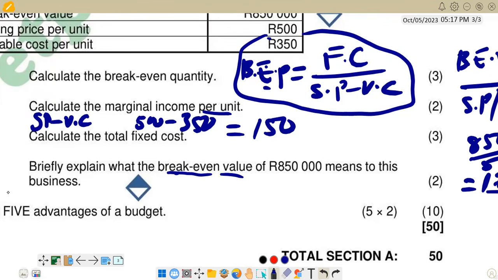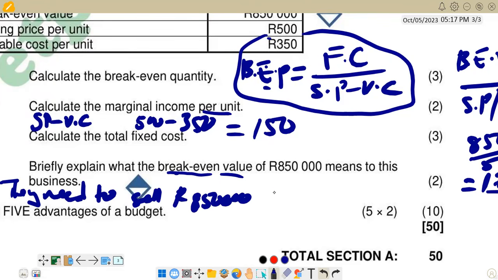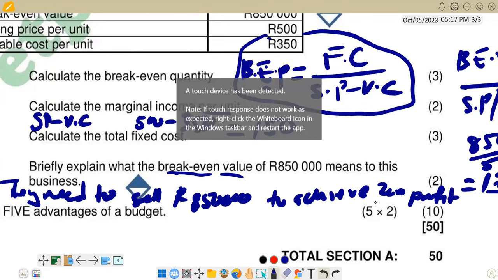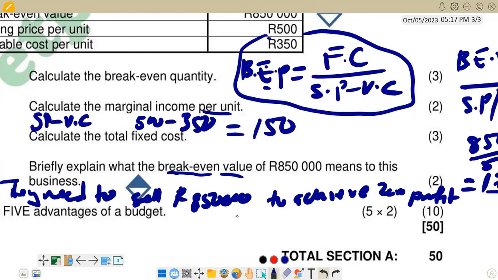It means that they need to sell 850,000 rand to achieve 0 profit. Because we are saying at break-even point the profit is 0. So they need to sell 850,000 rand to achieve 0 profit. Then we go to the last question.